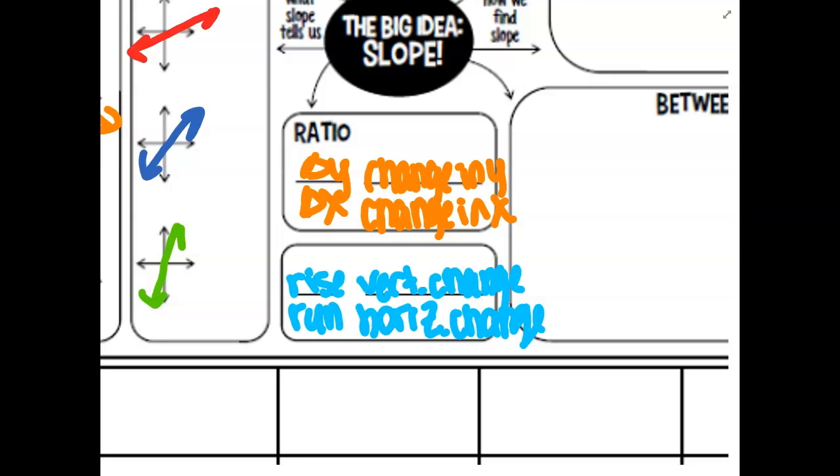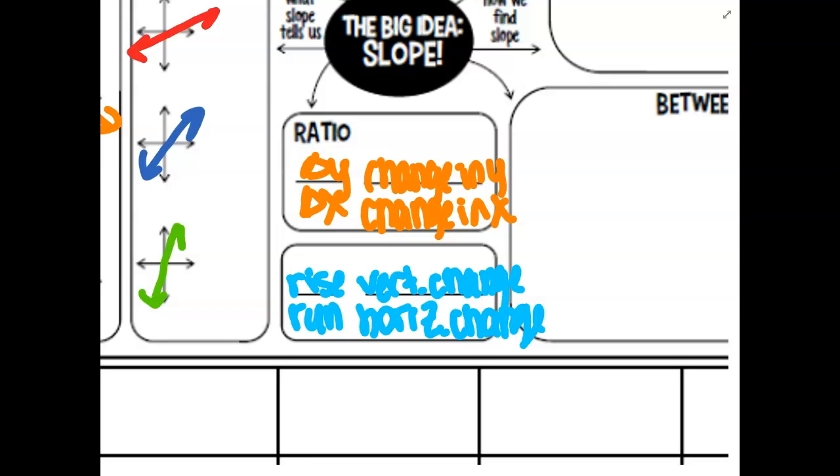And over the run, or your change in x, that is the horizontal change, okay? It's the same thing, just saying it different ways, okay? Yes? Vertical change over horizontal change. Vertical change is all change. Okay.